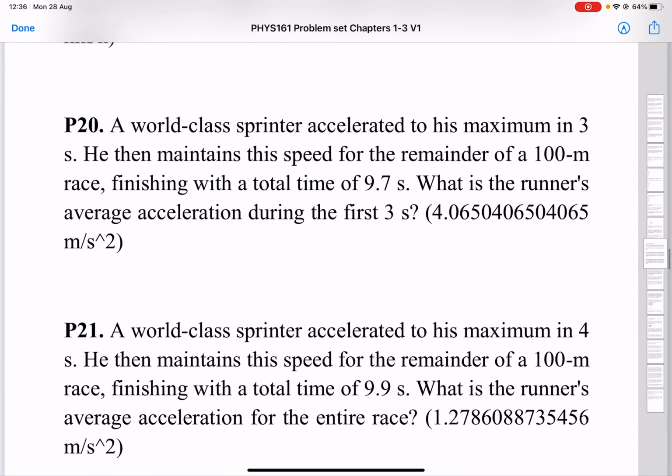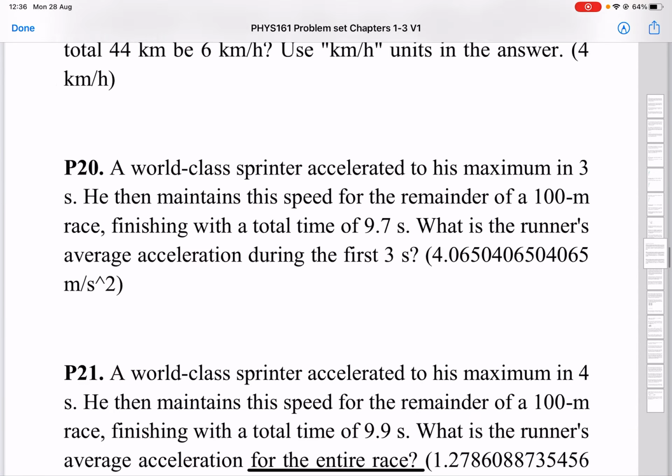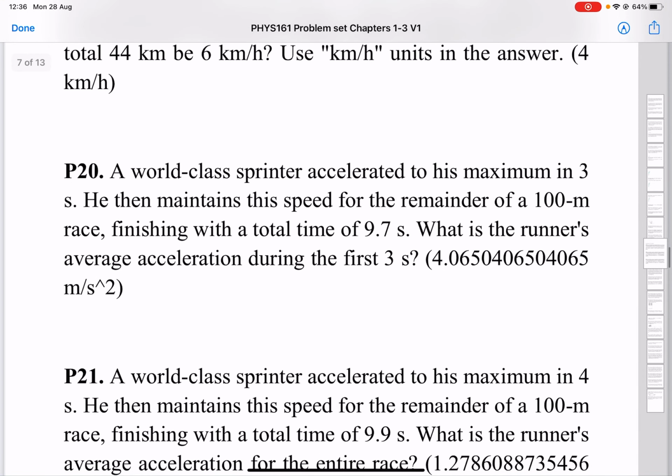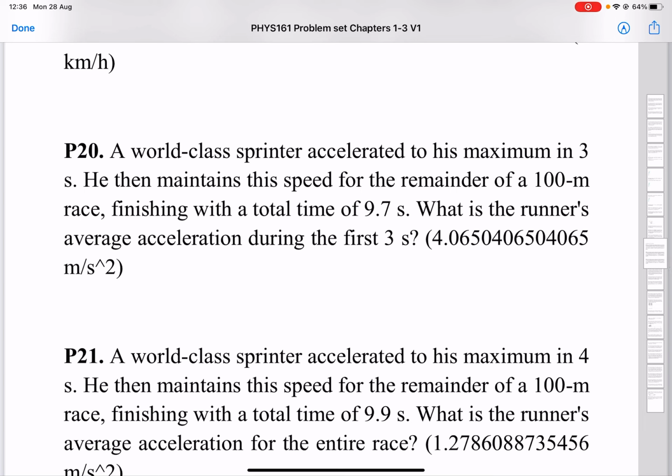Now the next problem is problem number 20. Let's look at problem number 20 and read what is given there. The world-class sprinter accelerates to maximum speed in 3 seconds. He maintains that speed for the remainder of the race and finishes with a total time. What is the runner's average acceleration during the first 3 seconds?